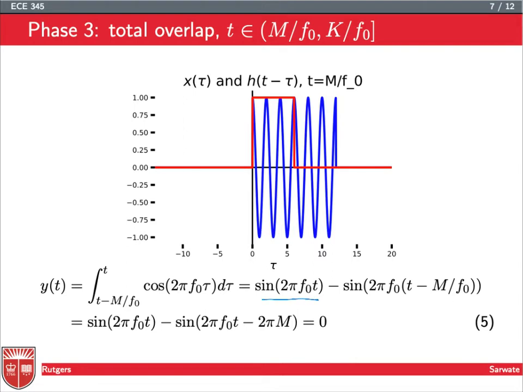So we get sine 2 pi f0 t, minus sine of 2 pi f0 times t minus m over f0 from the lower limit of the integral. But if you just multiply this out, we're going to see we get sine 2 pi f0 t minus sine 2 pi f0 t from this term here, minus 2 pi m, but this 2 pi m is an integer multiple of 2 pi.